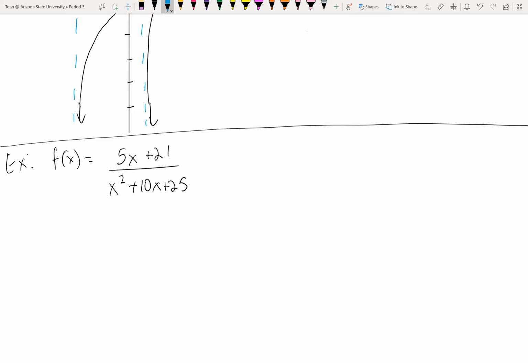So same instruction, sketch. First thing I like to do is factorize and simplify if possible. I can't really do anything to the numerator, so it stays the same. But I know the denominator factorizes into x plus 5 quantity squared. Next, I'm going to find all my special pieces in no particular order: x-intercepts, y-intercepts, vertical asymptotes, horizontal asymptotes. So let's do the x-intercept, which is top equals 0.